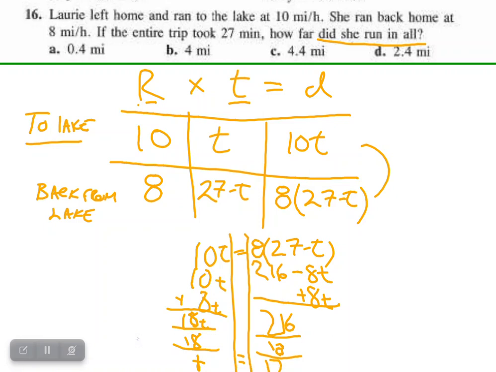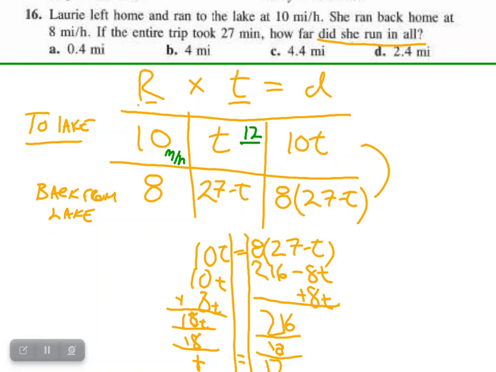So we now know it took 12 minutes to get to the lake. But wait a second. This is 12 minutes. This is miles per hour. That's not the same units. So how many hours is 12 minutes? It's 1/5 of an hour, because 1/10 of an hour is 6 minutes, so 2/10 would be 12, and 2/10 is 1/5.